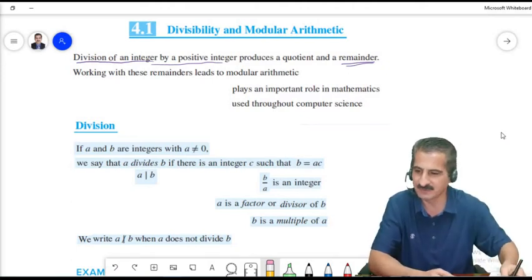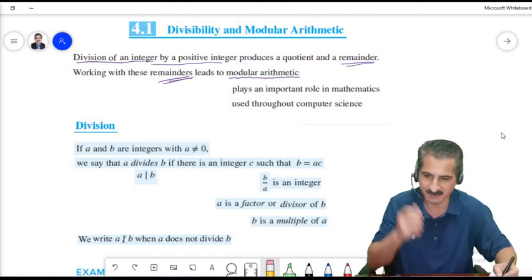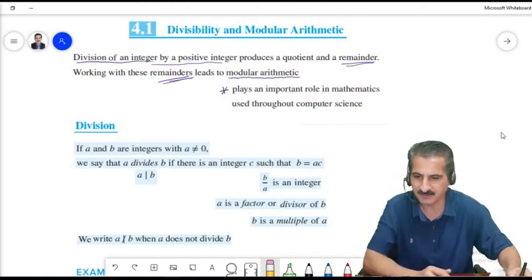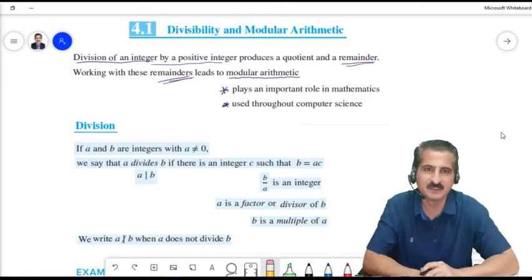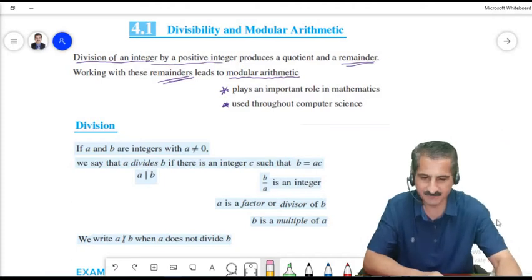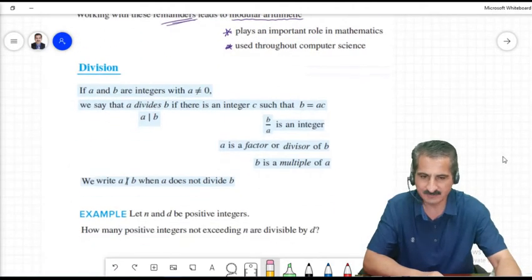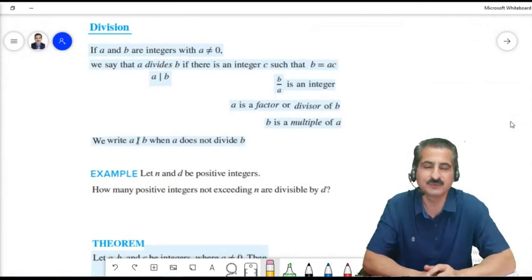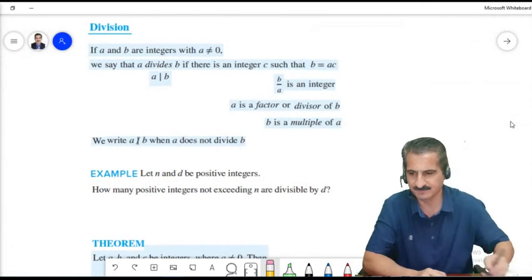It has a lot of indications about the integer we divided. We will see. So working with the remainders leads us to what's so-called modular arithmetic. This modular arithmetic plays an important role in computer science and in mathematics. And it is a very simple concept, as I just said. So let's go for it. To understand it, first we need to recall what division means.